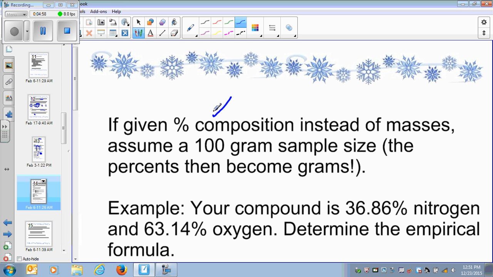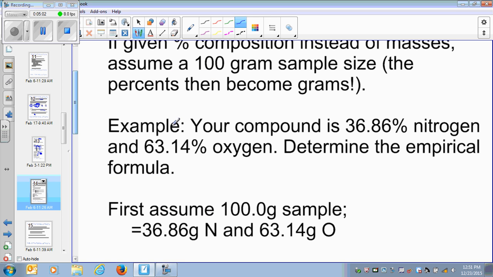If given percentage composition instead of masses, assume that I have a 100-gram sample. If instead of grams it says percent, then I assume that I have 100 grams, and out of 100 grams, I have 36.86 grams of nitrogen and this many grams of oxygen. So I assume that they are in grams. I again start from 36.86 grams of nitrogen, and the rest of the story is the same.